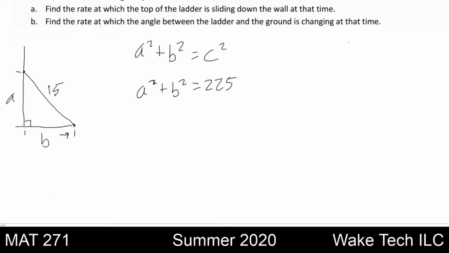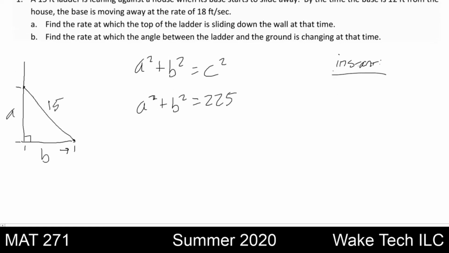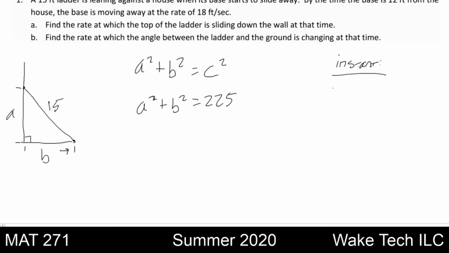In other words, at a certain instant, so I'm going to write instant over here, the base b is equal to 12. At that same instant, the base is moving away at a rate of 18 feet per second. So I know db/dt, since it's moving away, it's getting larger, so a positive 18.